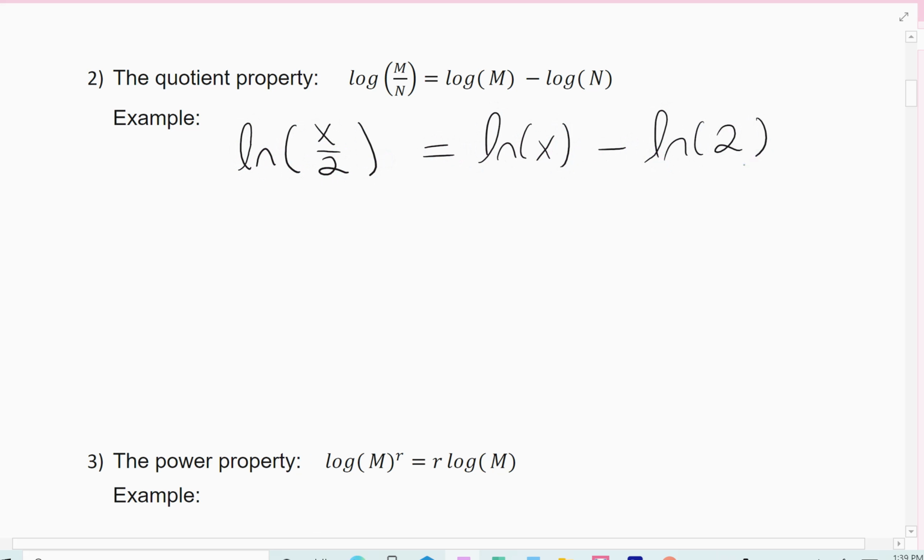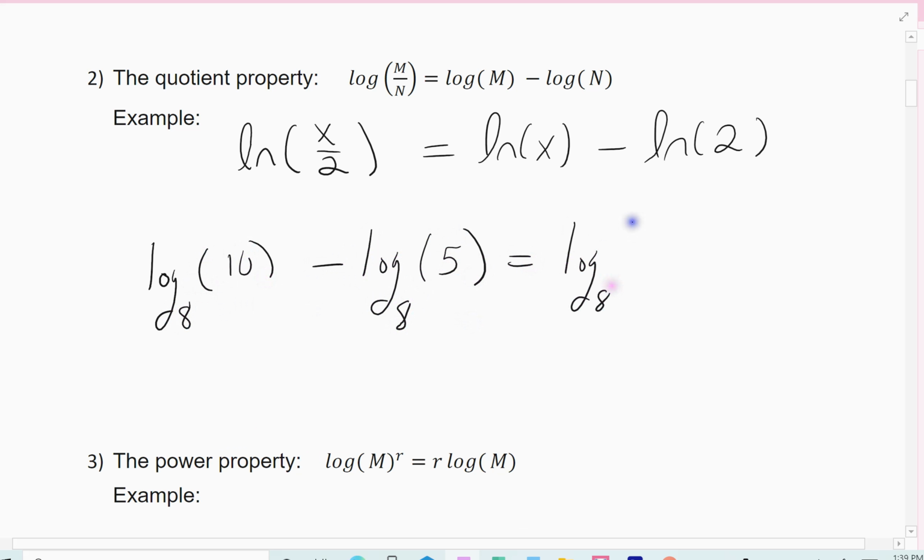Or vice versa, if I had the log base 8 of 10 minus the log base 8 of 5, I can rewrite that as a single logarithm. Log base 8 of 10 divided by 5, which is log base 8 of 2, which then I can use my change of base and solve that. So again, equality means I can go in both directions.